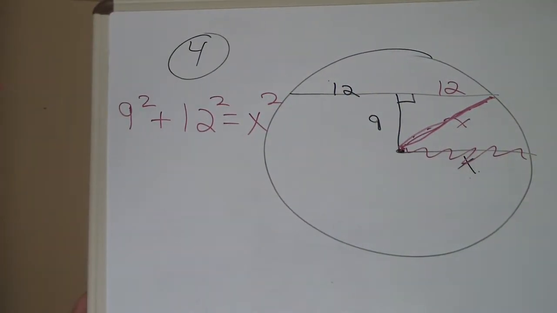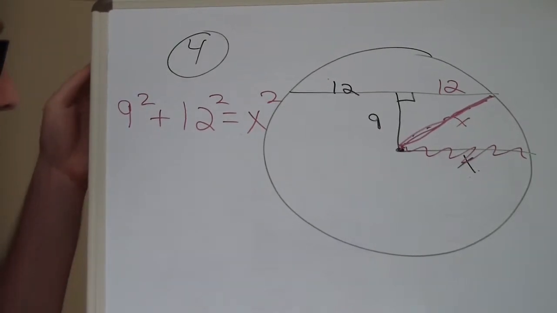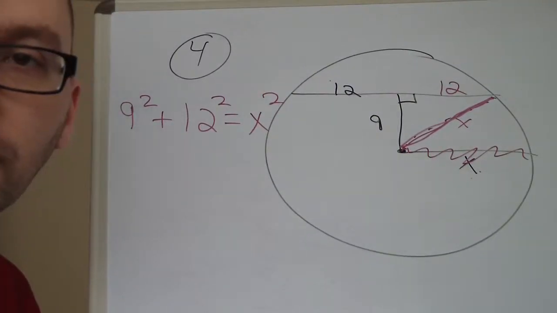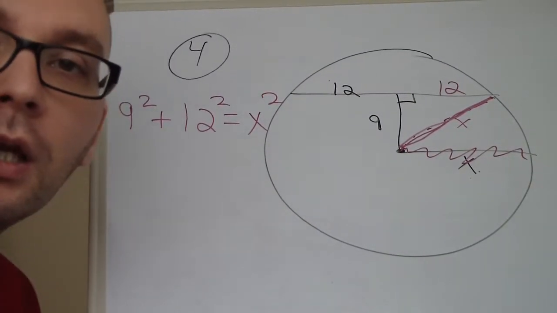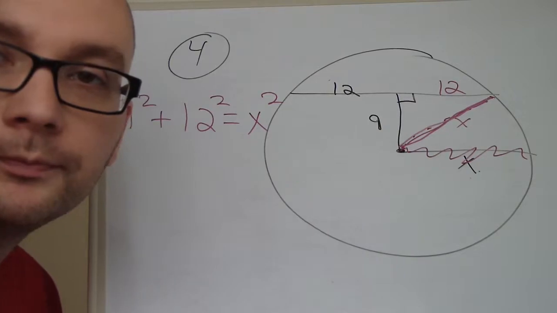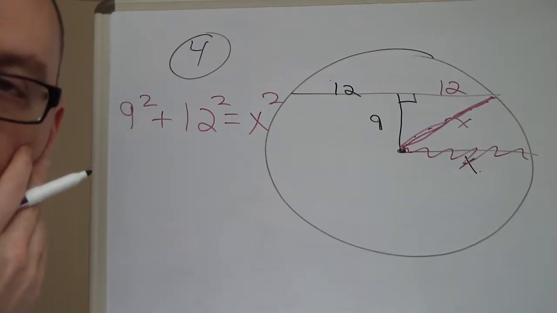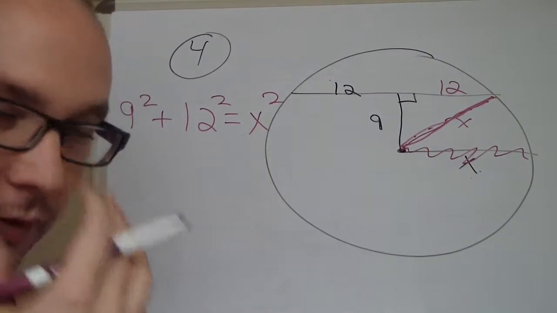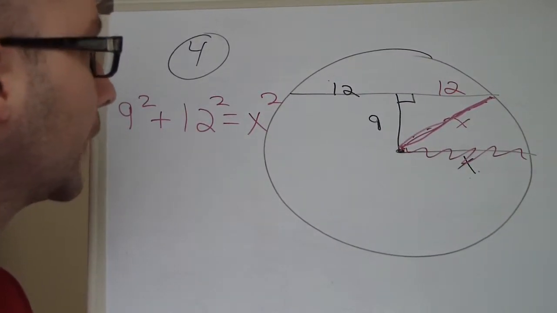You can go through and actually solve this, or you may realize that this is what we call a 3, 4, 5 triangle. It's a Pythagorean triple. The Pythagorean triples have relationships where they're all integer values of the sides. And again, we can talk about triples in another video.